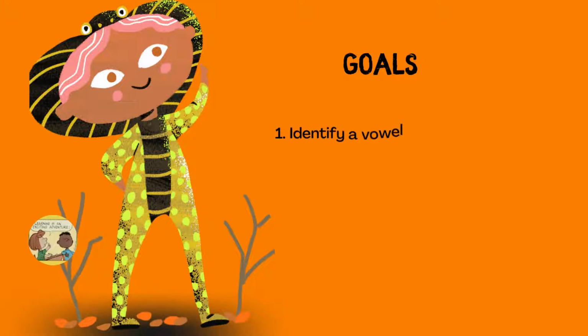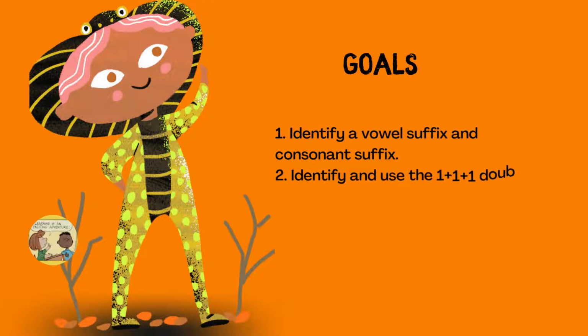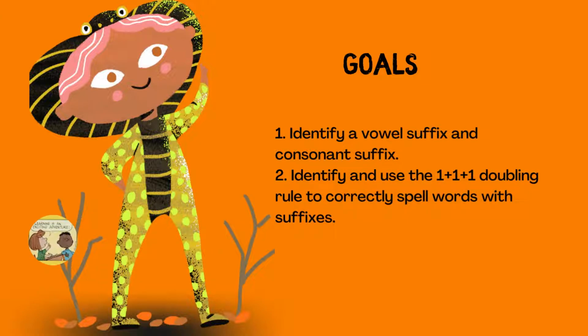Let's begin with our goals. For this week, students will be identifying the difference between a vowel and a consonant suffix, and then using the 1 + 1 + 1 doubling rule to correctly spell words with suffixes.